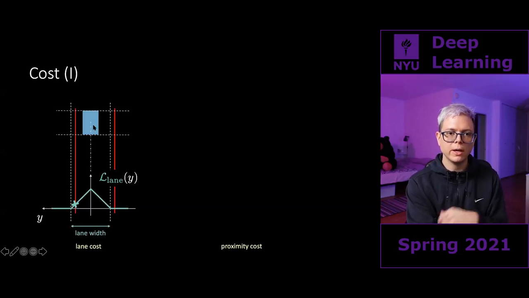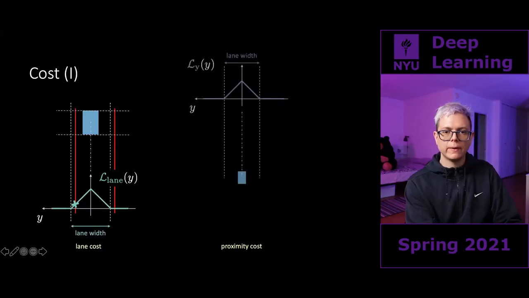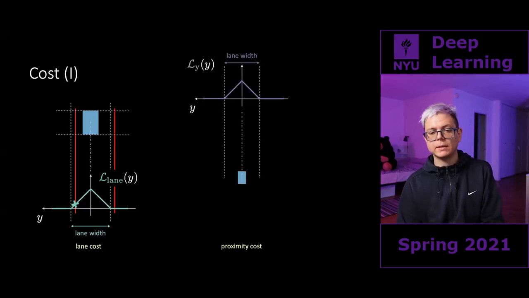If my blue vehicle is going to be exactly in the center of the lane, there is going to be no overlap between the red color and the aqua color, okay? I hope it makes sense. On the right-hand side, we're going to have something similar, but for other vehicles.